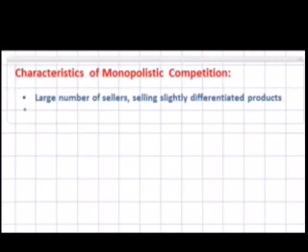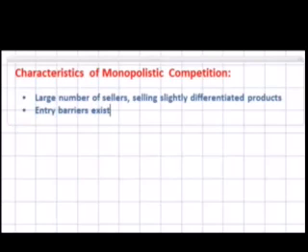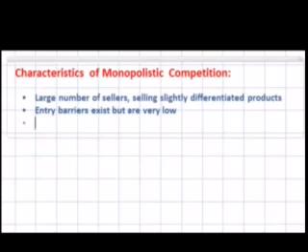An example of this might be a restaurant that sells Mexican food. Mexican restaurants are not the same as Italian restaurants, for example, or Thai restaurants. Mexican restaurants differentiate their food by producing a certain type of food. So the restaurant industry is actually a good example of a monopolistically competitive industry. Now, another characteristic of monopolistic competition is that entry barriers exist, but are very low. It is quite easy to open a monopolistically competitive business.